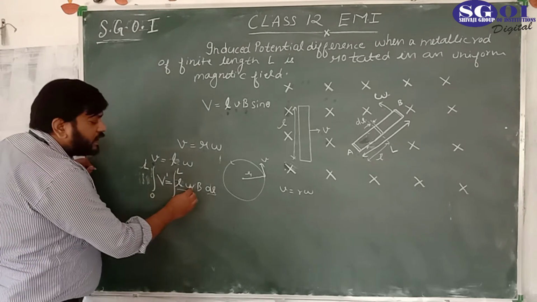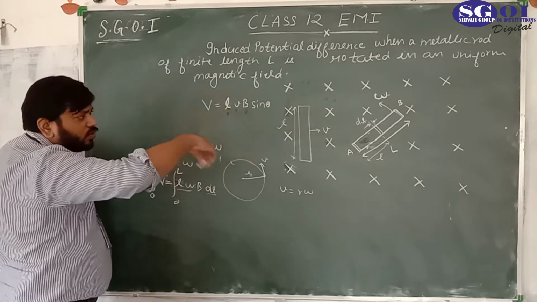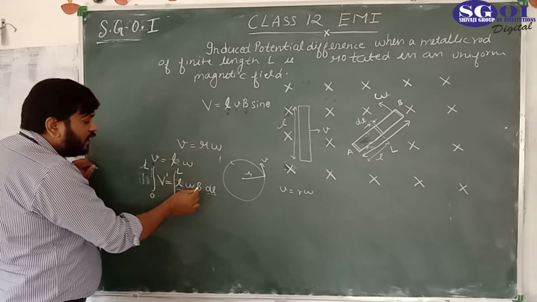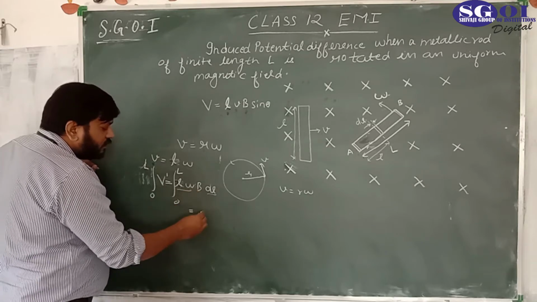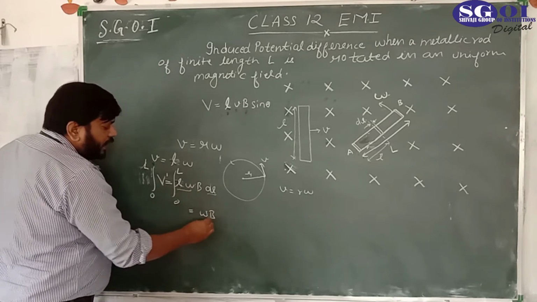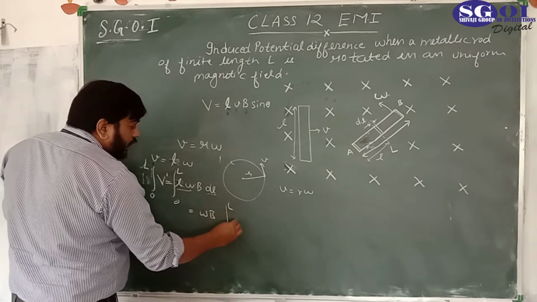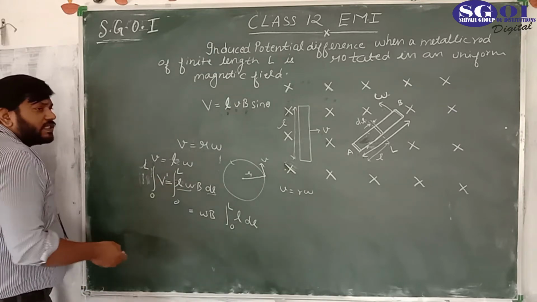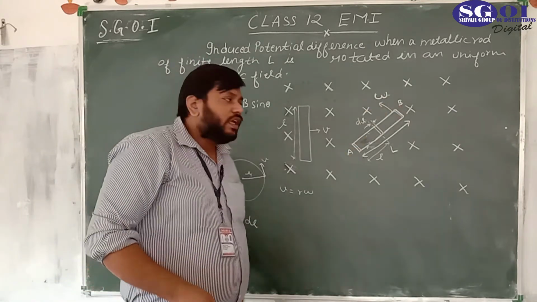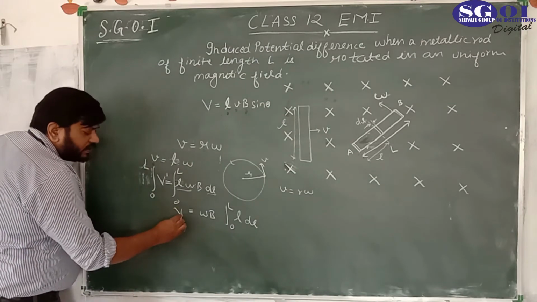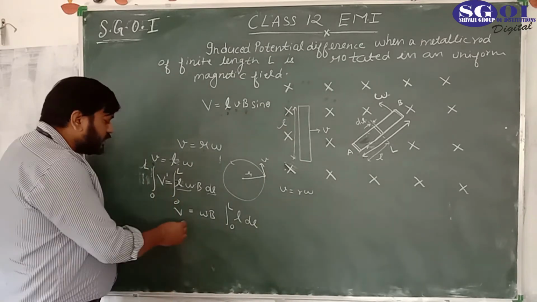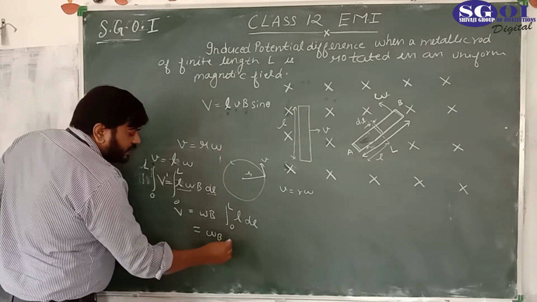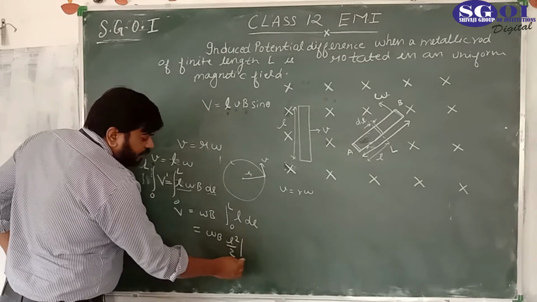And we know that omega is constant because the whole conductor is rotating with a constant velocity. B is also constant, a uniform magnetic field. Small l is variable, so we take the terms omega B out of the integration, leaving the integral of dl from 0 to L. Here, from 0 to L, all the dV would be added, so it would be the total voltage, which is V. And here the integral of l dl is L square by 2, with the limit 0 to L.